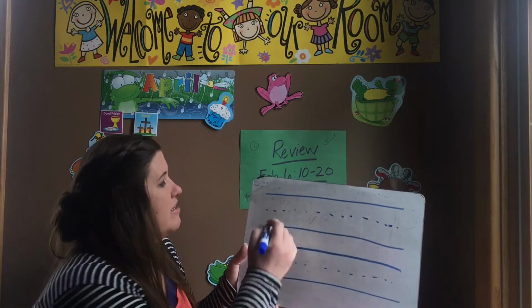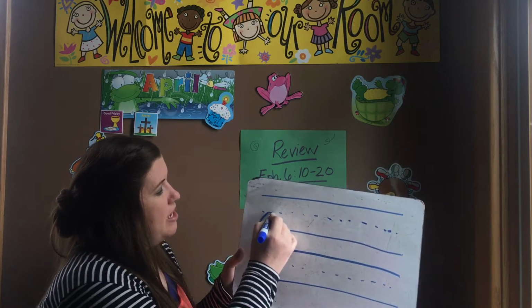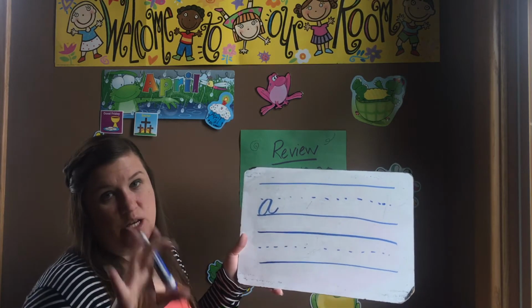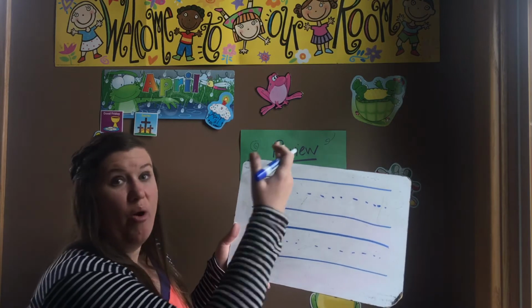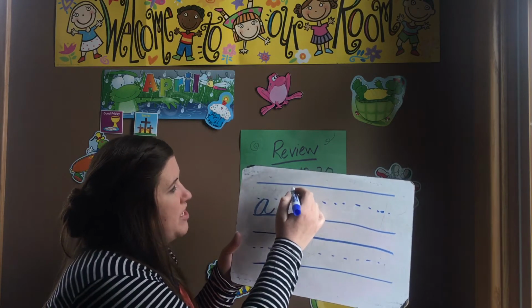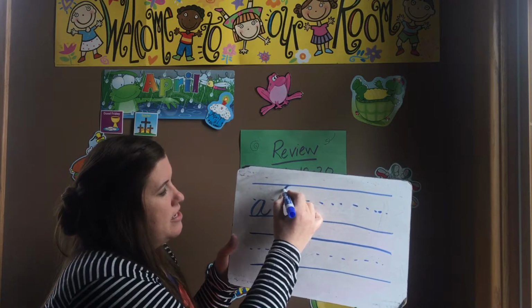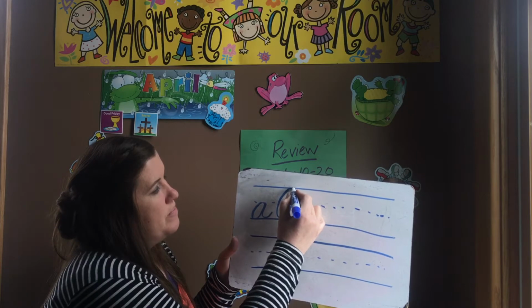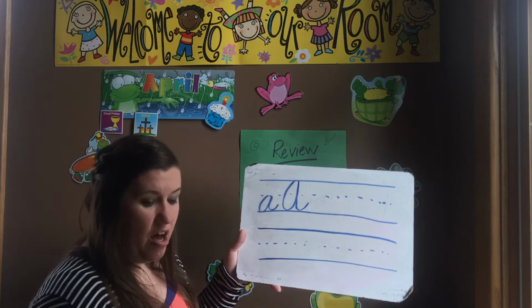Lowercase a was at the gate. It loops around, comes up, touches, and then it goes over with a fancy swoop. Capital A is exactly the same, only it starts tall. So capital A starts on the top line, comes around, touches the bottom, comes back up, touches, and then comes down with a nice loop out also.